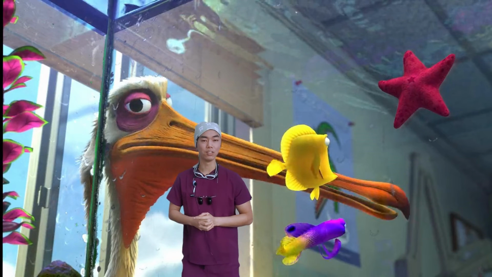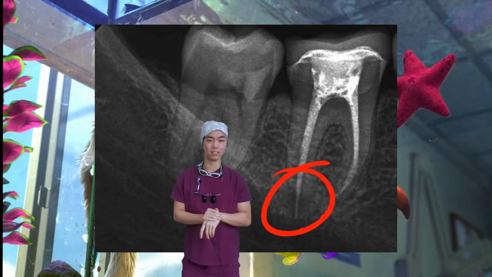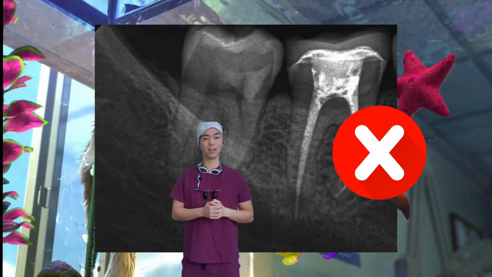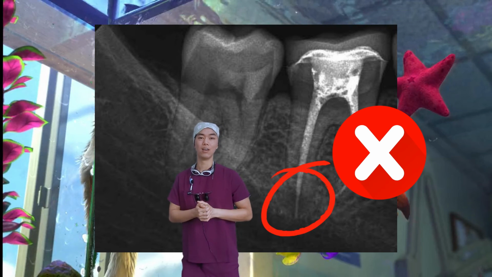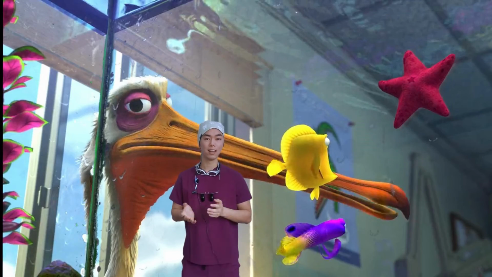What you need to be careful of is if the root filling itself is protruding out of the tooth because the body doesn't tolerate that as well, and then there can be some inflammation around that which can lead to early failure of the root canal.